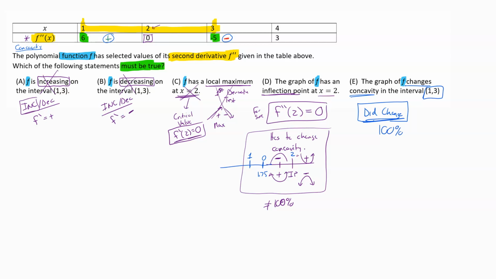So of all the answers, the only one that 100% must be true is that the graph changed concavity. So D is a hard one to say no to on a test. I get it. But remember that when you're dealing with tables, you're only seeing such a small window of what's absolutely possible. So don't assume anything on a table.